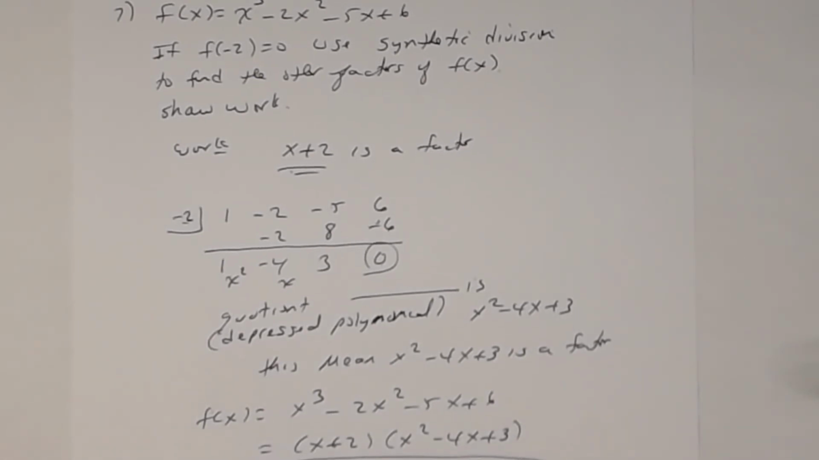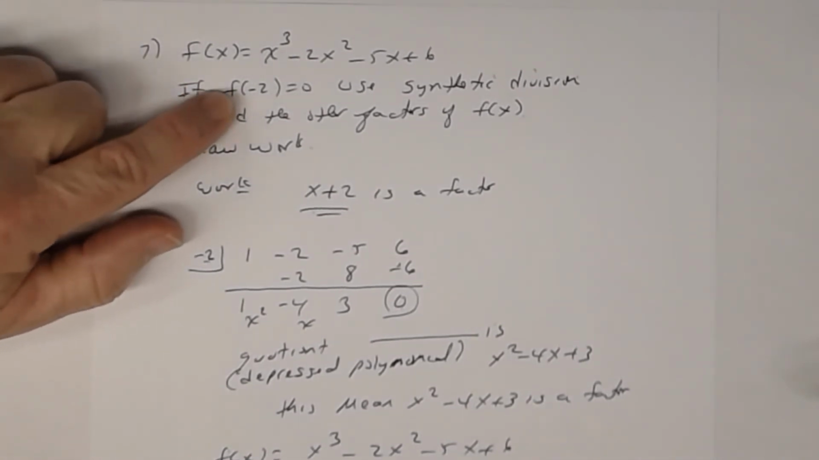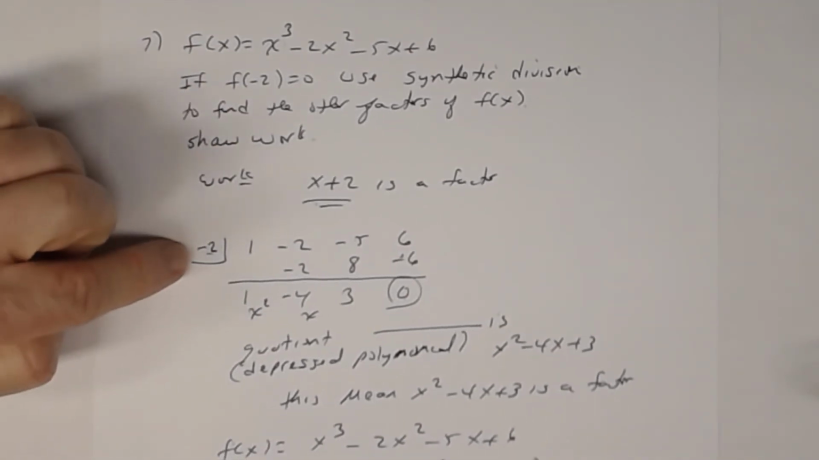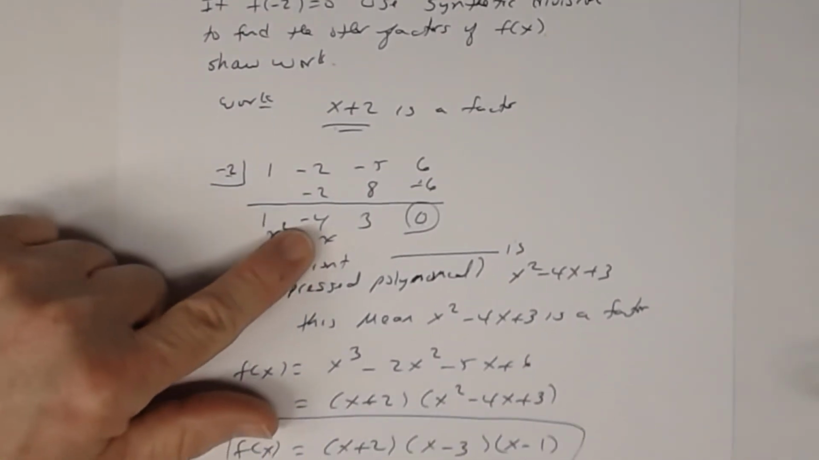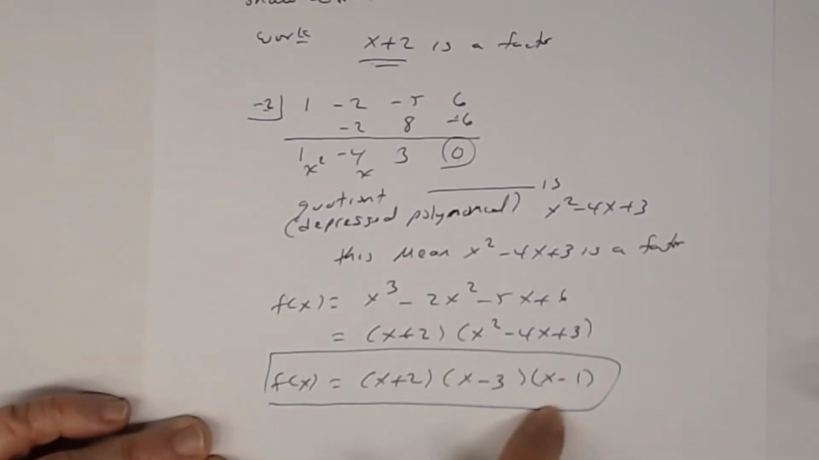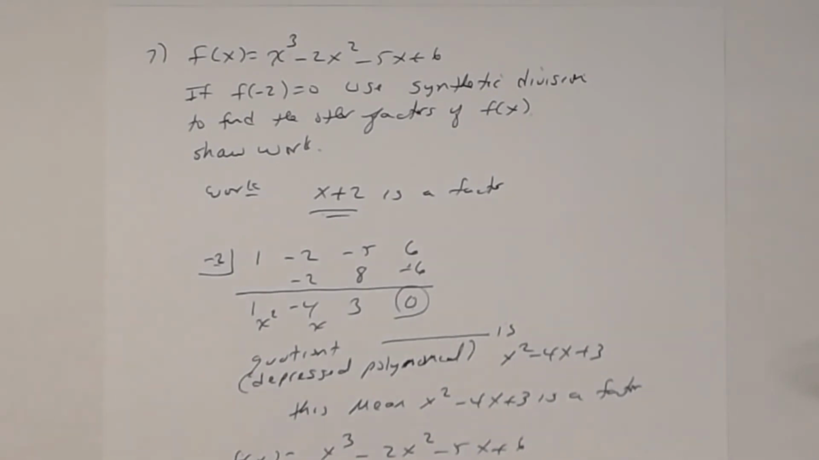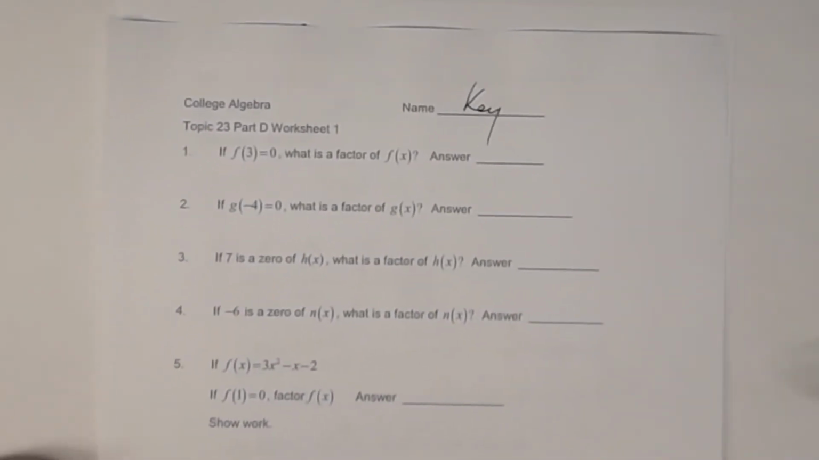So remember the process. You're given this right here, so since that's equal to 0, x plus 2 has to be a factor. Then use synthetic division to find the quotient, and then you factor the quotient, and you've factored f of x. Those are your three factors: x plus 2, x minus 3, x minus 1. That is the key to this worksheet.